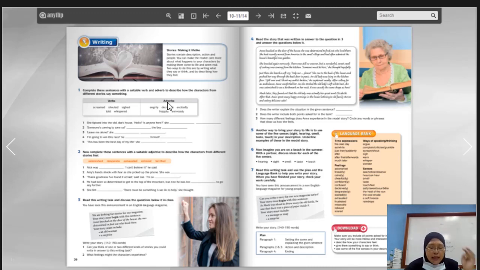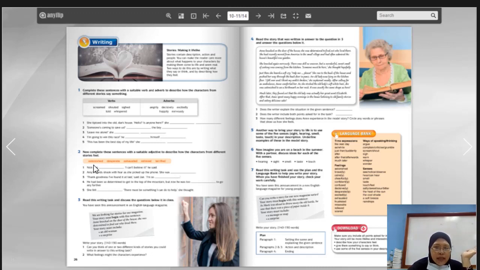Bagaimana ianya dilakukan. Example like angrily. So she shouted angrily. And we also have the word decisively. The other word for decisively is firmly, dengan tegas. Dia berkata dengan tegas. Firmly, decisively. Then you have the word excitedly, teruja, dengan gembira. Happily, dengan gembira. Nervously, coming from the word nervous. Next, you also use adjectives in your essay to make it more interesting.